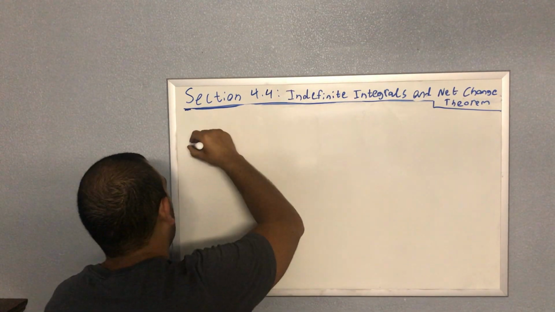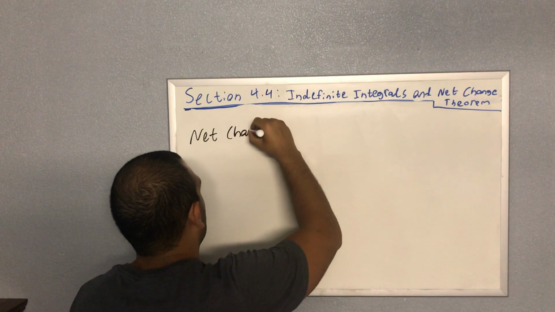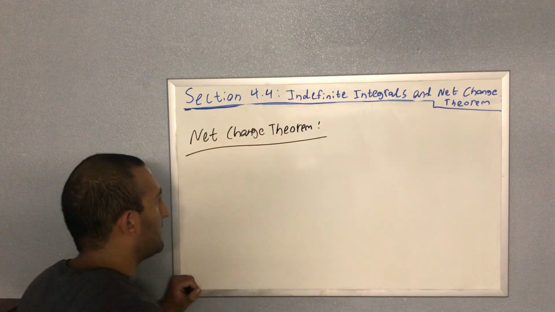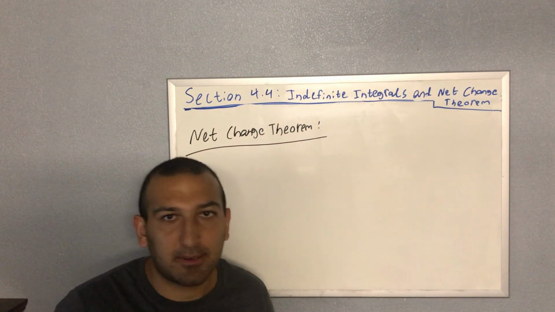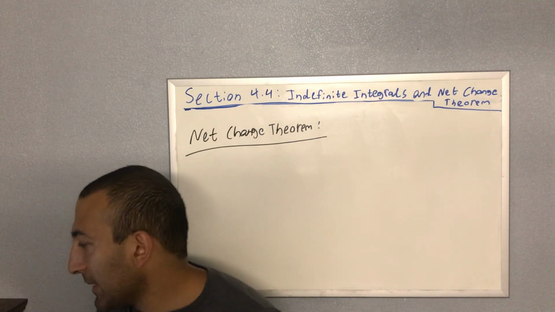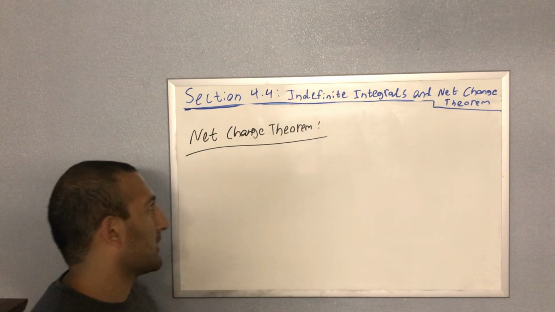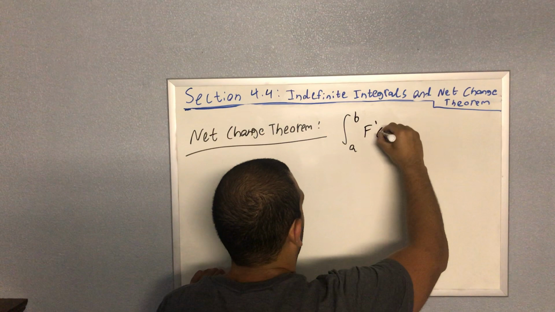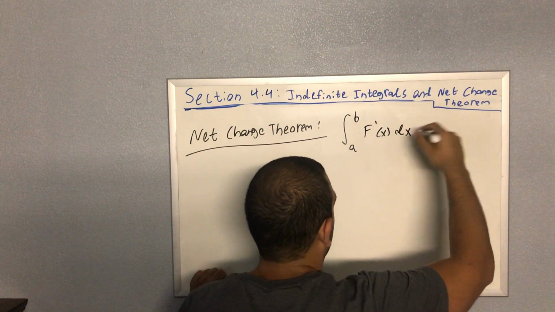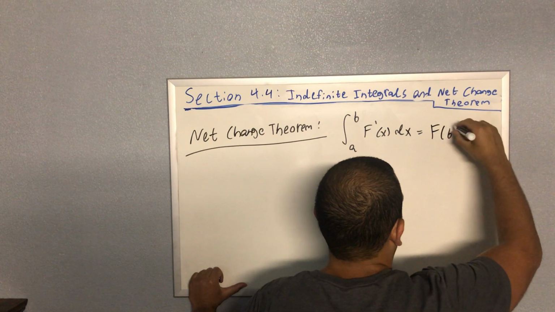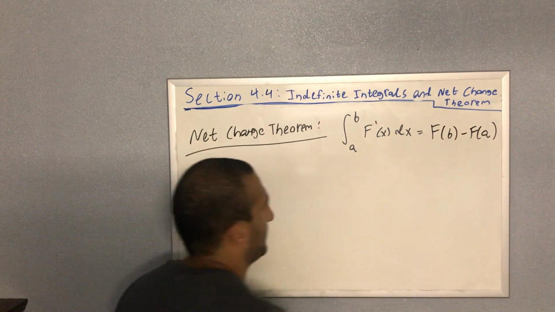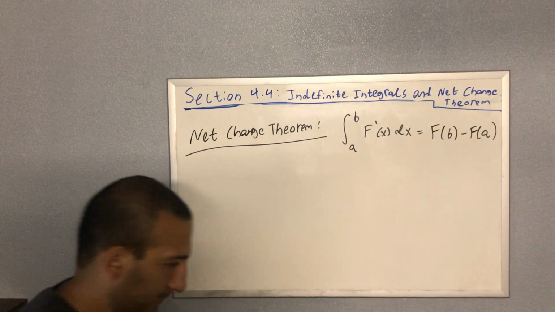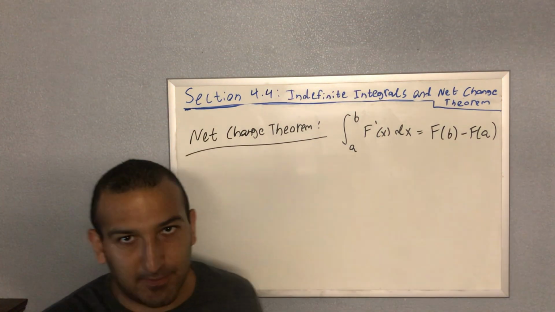So, net change theorem. Okay. And the net change theorem, I mean, we've already seen it, is basically what the fundamental theorem of calculus is telling us. It's this, is that this guy here is equal to that. So that's all it's saying. That's the fundamental theorem of calculus.